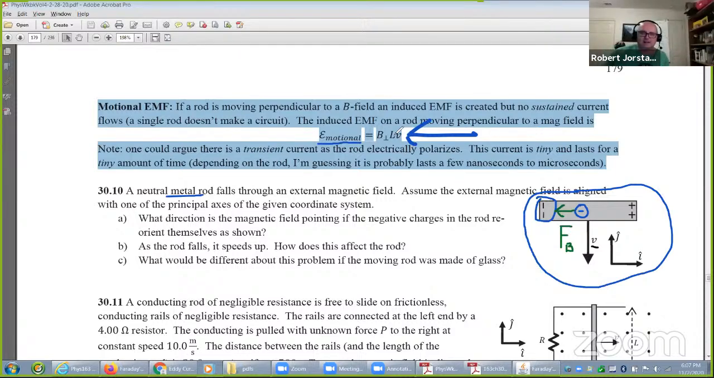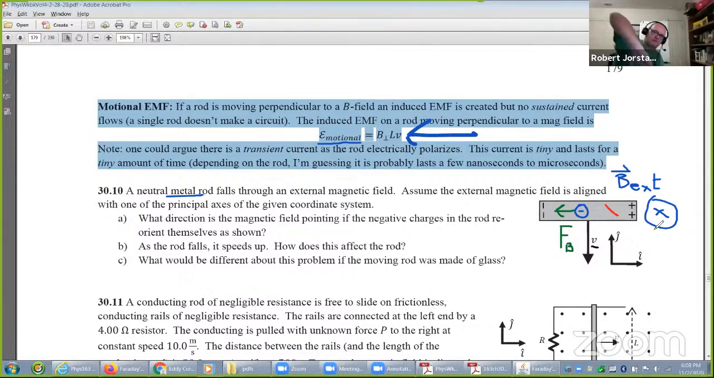So the idea here is, see if this makes sense to you. What did I just say? Into the page. Let me get my eraser here. So what I'm saying here is, if B external for this scenario points into the page, I claim there is a force to the left on the electron. Everybody double check that. Line up your fingers with V, curl them to B. My thumb points to the right. I flip it because it's an electron and I get the correct force. All right, so that sounds good.